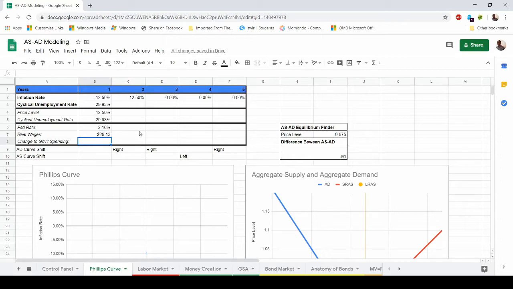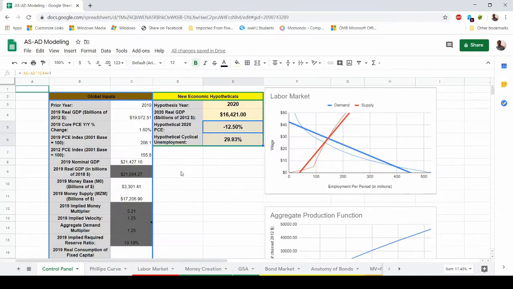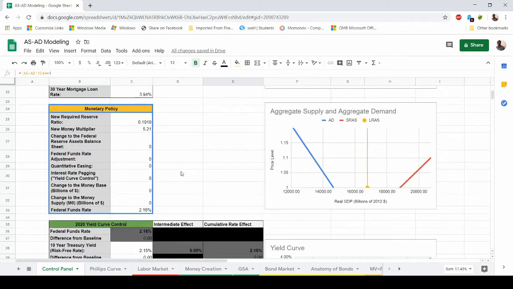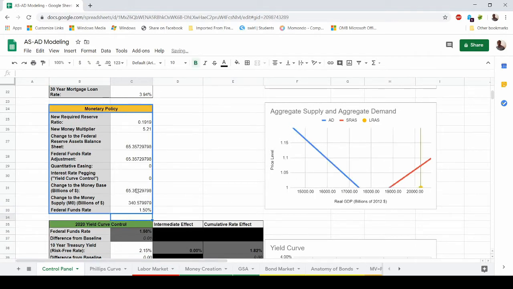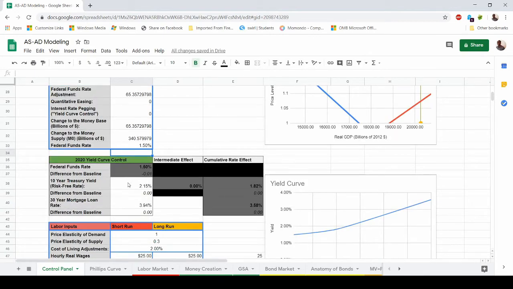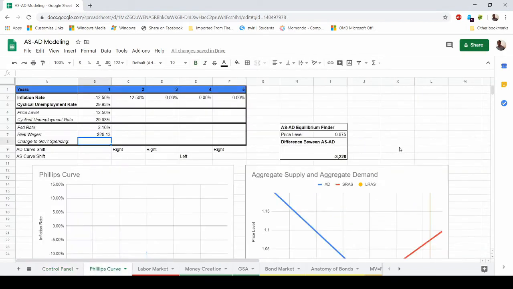Perfect, beautiful. Now let's say that this environment is concerning the Federal Reserve and they want to stimulate the economy through expansionary policy, such as cutting their federal funds rate. Let's say they do this by cutting their federal funds rate to 1.5%, injecting $65 billion into the economy and reducing the rates that are connected to the federal funds rate. So the 10-year treasury yield drops to 1.82% and the 30-year mortgage drops to 3.58%.